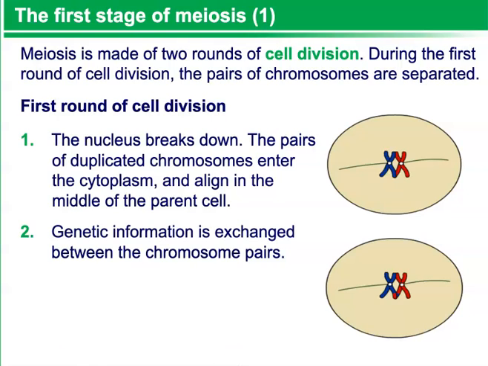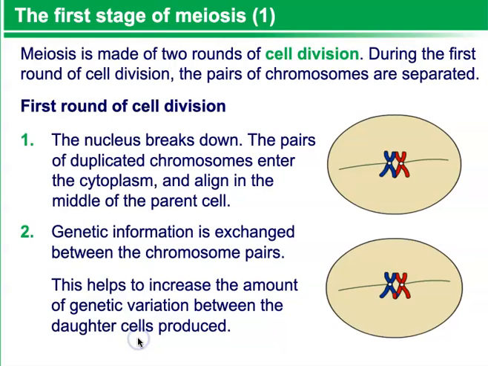Genetic information is exchanged between the chromosome pairs. This helps to increase the amount of genetic variation between the daughter cells that are produced. This specific site in which the chromosome pairs overlap is called crossing over.